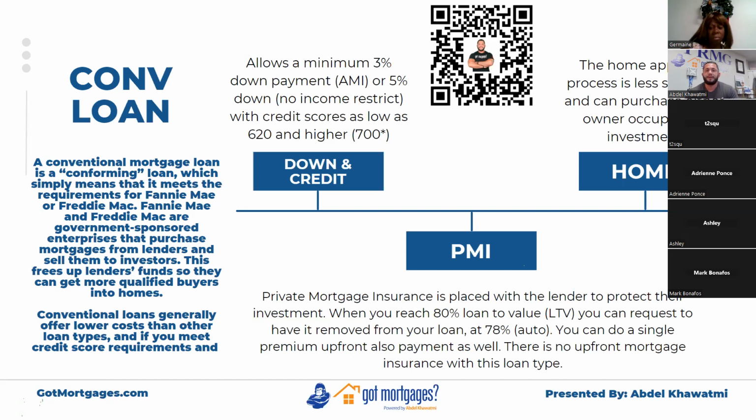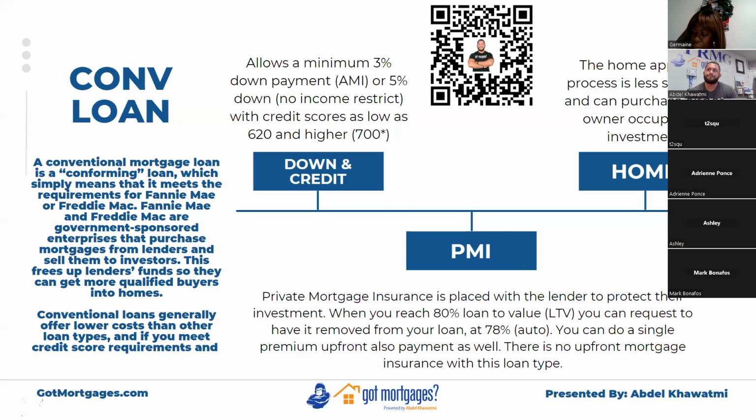Okay. Now we're going to go over PMI. So PMI is private mortgage insurance. So guys, FHA has MIP, which is a mortgage insurance premium.